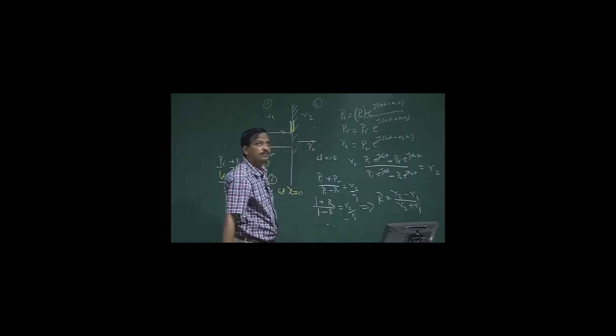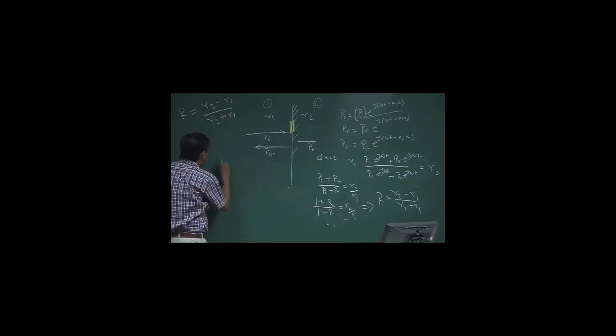Okay. So, I can find out from here that R is nothing but R2 minus R1 divided by R2 plus R1. Okay or not? So, the reflection coefficient R for this normal incidence is R2 minus R1 divided by R2 plus R1. What is the transmission coefficient?